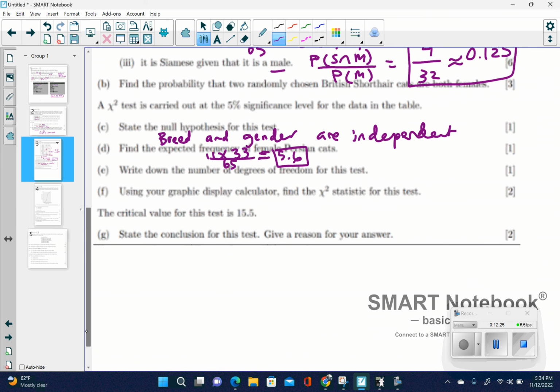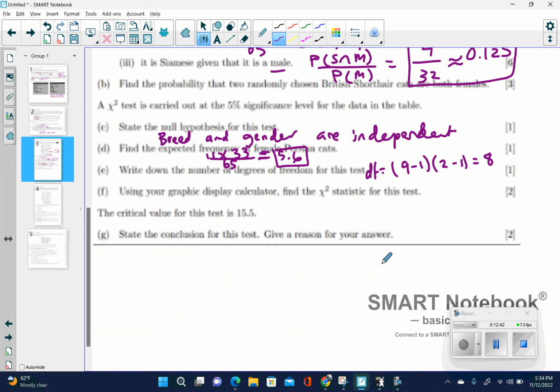Everybody got this correct. Awesome job. So it's row minus 1 times column minus 1. And so for this, it's going to be 9 minus 1 times 2 minus 1. And that gives us 8. So the degrees of freedom is equal to 8.